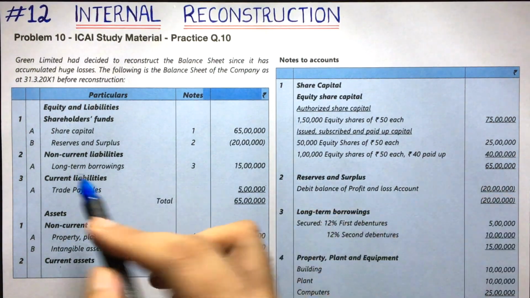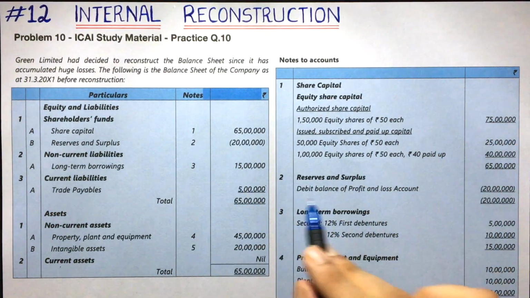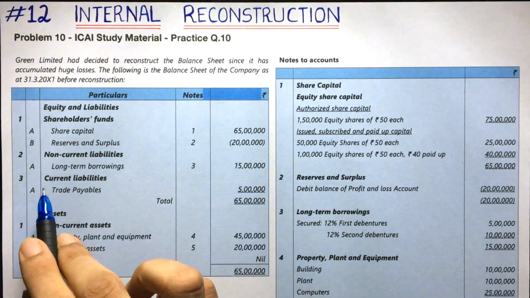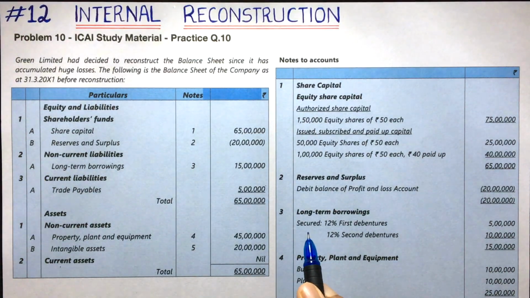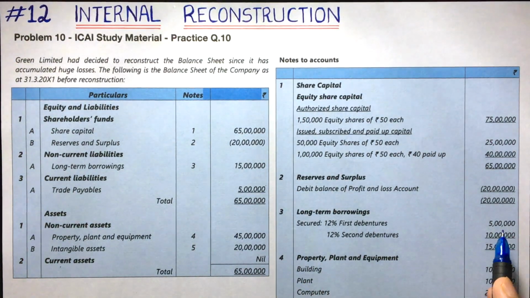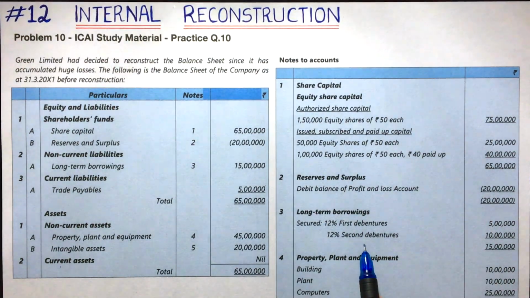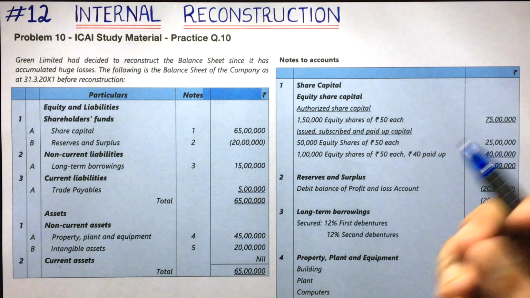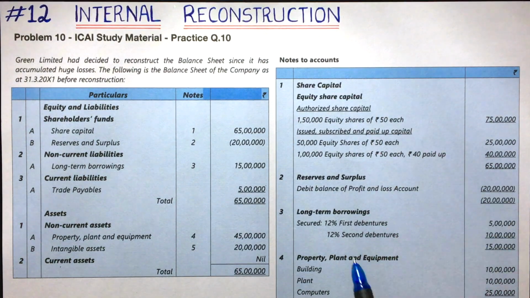Then we have reserves and surplus, note number 2, negative 20 lakhs, which means debit balance of profit and loss. Then we have long-term borrowings, note number 3, 15 lakhs. In the long-term borrowing note, we have secured 12% first debentures, 5 lakh, and 12% second debentures, 10 lakh. What does this mean, first debentures and second debentures? It's really simple. First debentures have the first priority and second debentures have second priority. It is important when liquidation comes. When liquidation comes, the first debenture holders will get the money first, and then the second debenture holders.